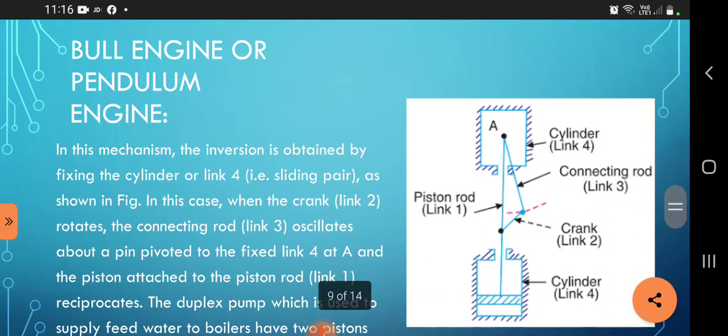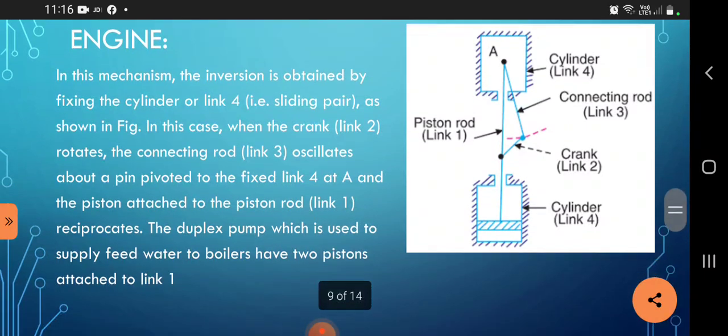The bull engine or pendulum engine. In this mechanism, the inversion is obtained by fixing the cylinder, link 4, which is the sliding pair, as shown in the figure. In this case, when the crank link 2 rotates, the connecting rod link 3 oscillates about a pin pointed to the fixed link 4 at A, and the piston attached to the piston rod, link 1, reciprocates. The duplex pump, which is used to supply feed water to boilers, has two pistons attached to the link.